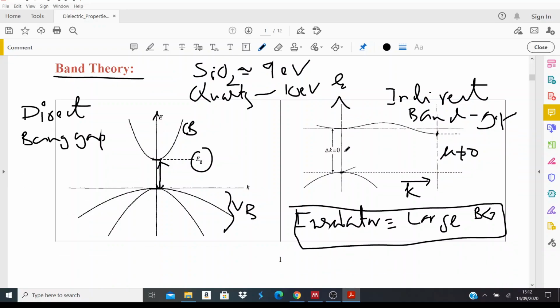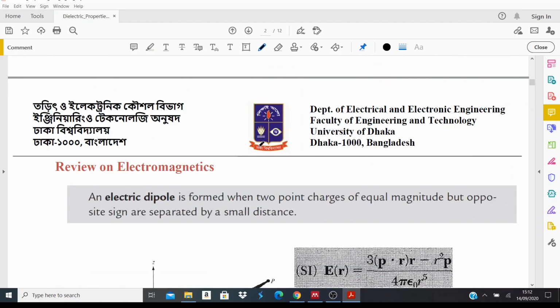Now, to understand the behavior of insulating materials, we need to review some of the basics from our electromagnetics courses. So in this first lecture, my plan is to go through some of the very basics that we will be using in the lectures to come. So that's why I give this part of the discussion as a review on electromagnetics, right?